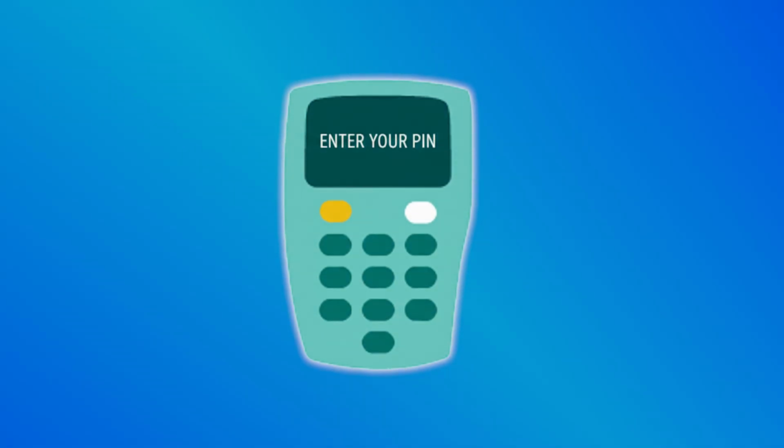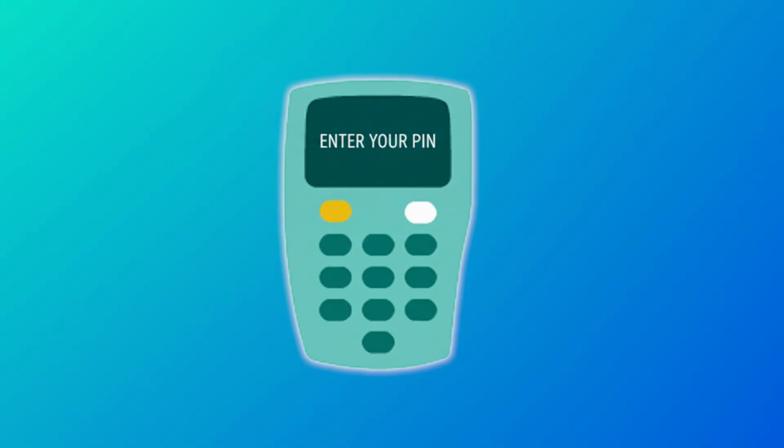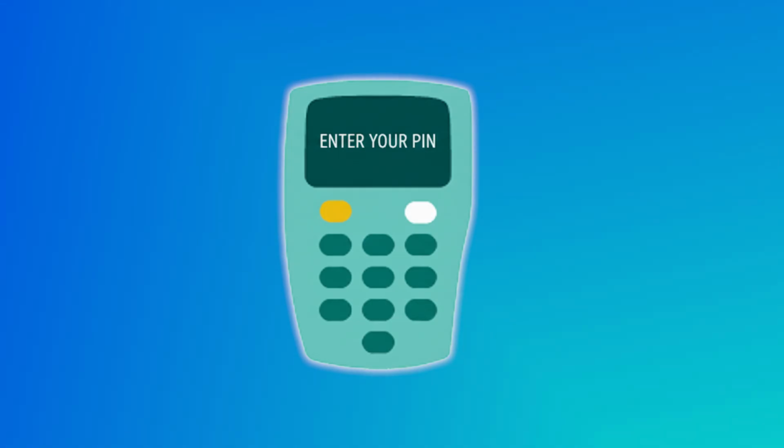After selecting your action, follow the prompts on the E-Identifier and on your computer screen. The device may ask you to enter your debit card PIN. Carefully type in your PIN on the E-Identifier.